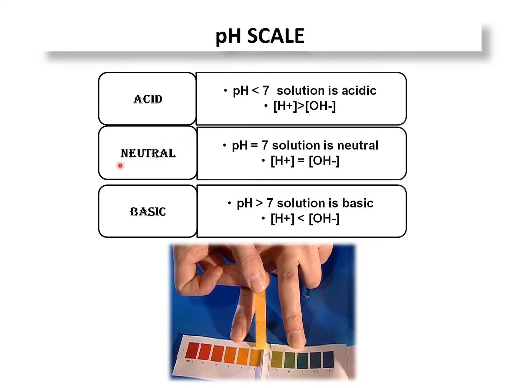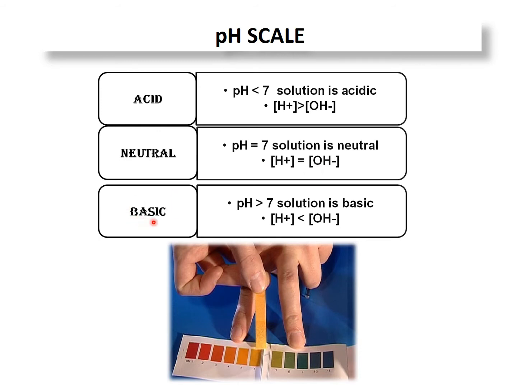A solution is neutral when the pH equals 7. In a neutral solution, the concentration of hydrogen ions equals the concentration of hydroxide ions.